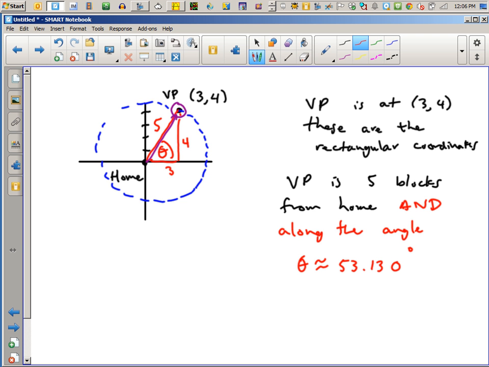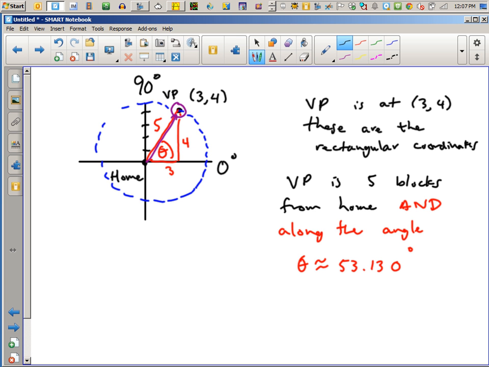53.130. Is that believable? Looking at the picture, do you think the calculator gave us the right answer? Probably. I mean, this is 0 degrees and this is 90, so I can totally imagine that being 53 degrees, roughly. Okay, so which is better, to say that Villa Park is at the Cartesian or rectangular coordinates 3, 4, or to say that Villa Park is 5 miles from home in the direction 53.130? Which is the better way? They're exactly the same. They're equally valid ways of locating a point.